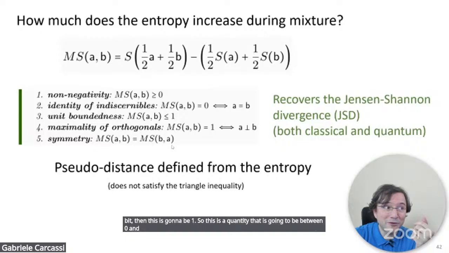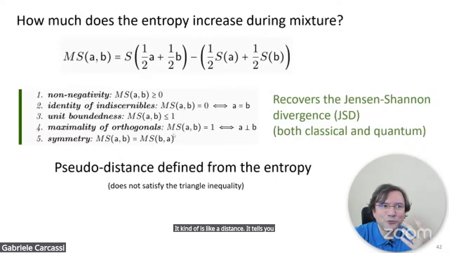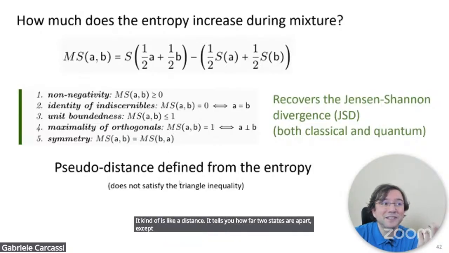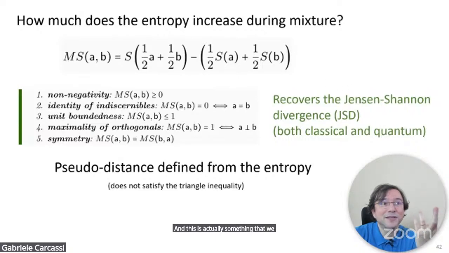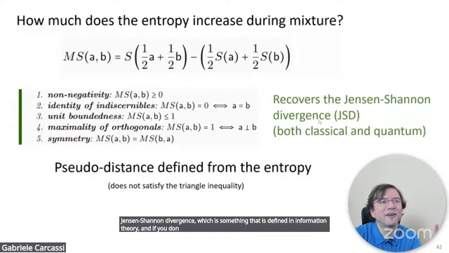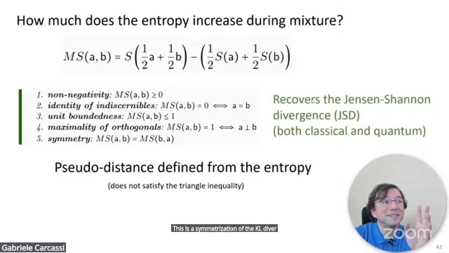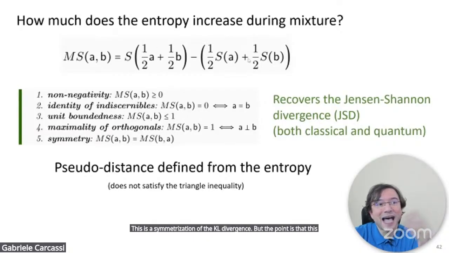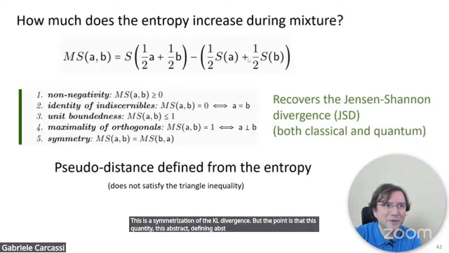And it's also symmetric, so it kind of is like a distance. It tells you how far 2 states are apart, except that it does not satisfy the triangle inequality. And this actually recovers what is called the Jensen-Shannon divergence, which is defined in information theory. And if you don't know what this is, you might have heard of the KL divergence. This is a symmetrization of the KL divergence. But the point is that this quantity, defined abstractly on the ensemble space, reduces to the Jensen-Shannon divergence in both classical mechanics and quantum mechanics.